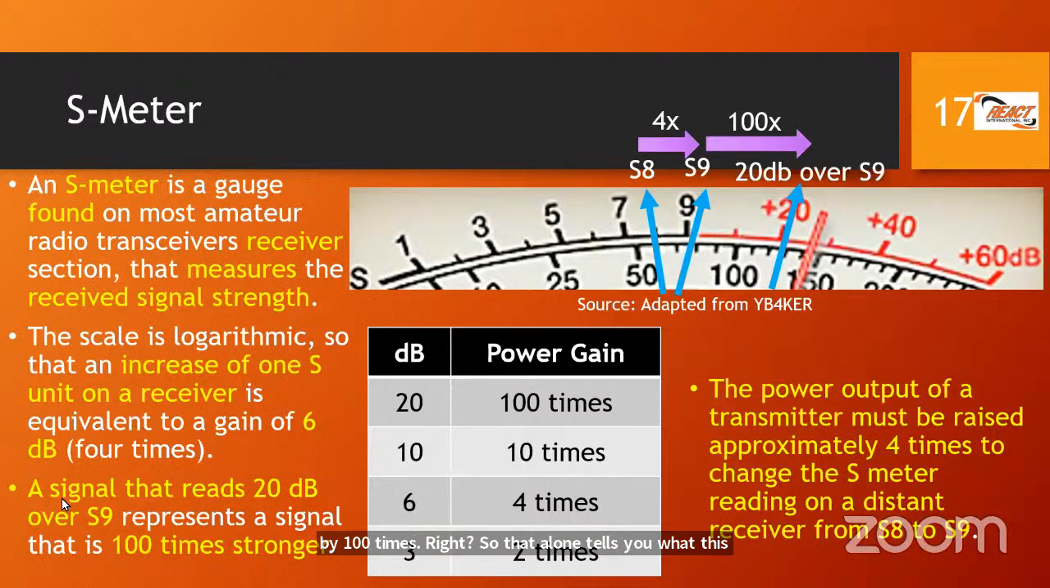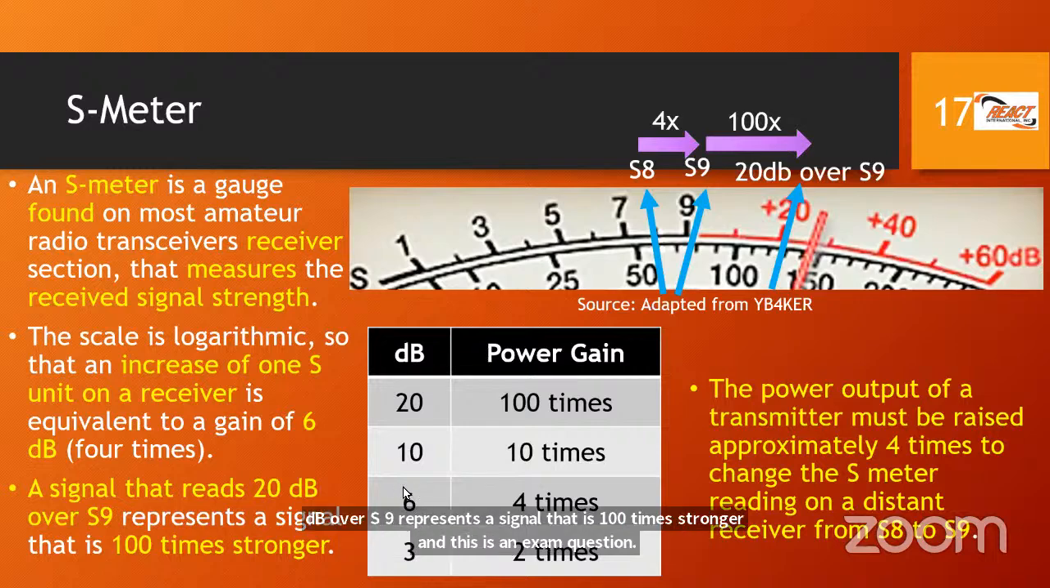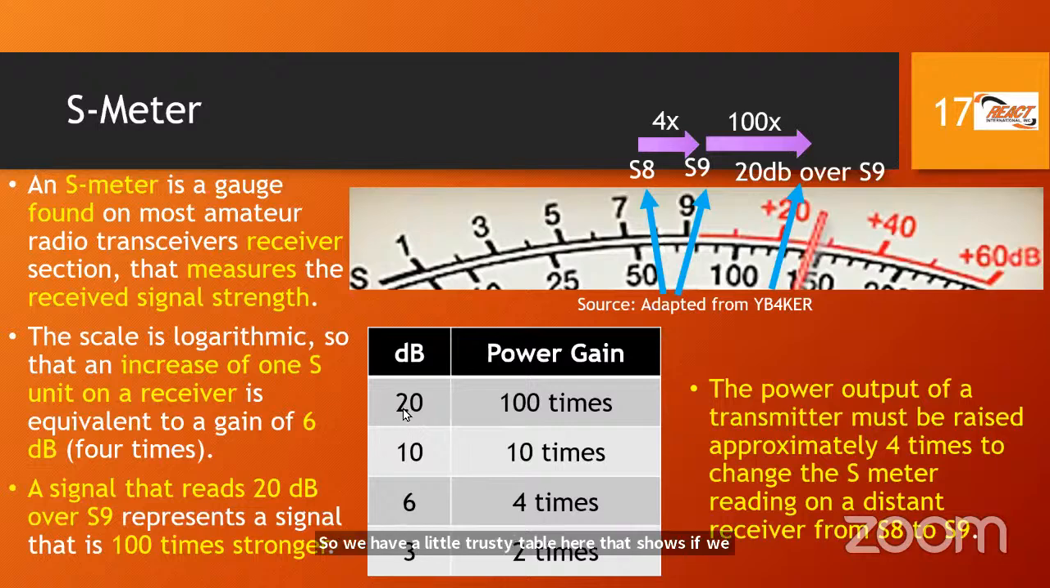So this is an exam question here. A signal that reads 20 dB over S9 represents a signal that is 100 times stronger. And this is an exam question. So we have a little trusty table here that shows if we are 6 dB, it's 4 times, right? And that's 1 S unit. And if you want to go from S9 to 20 over 9, that is 100 times. All right. So exam questions.